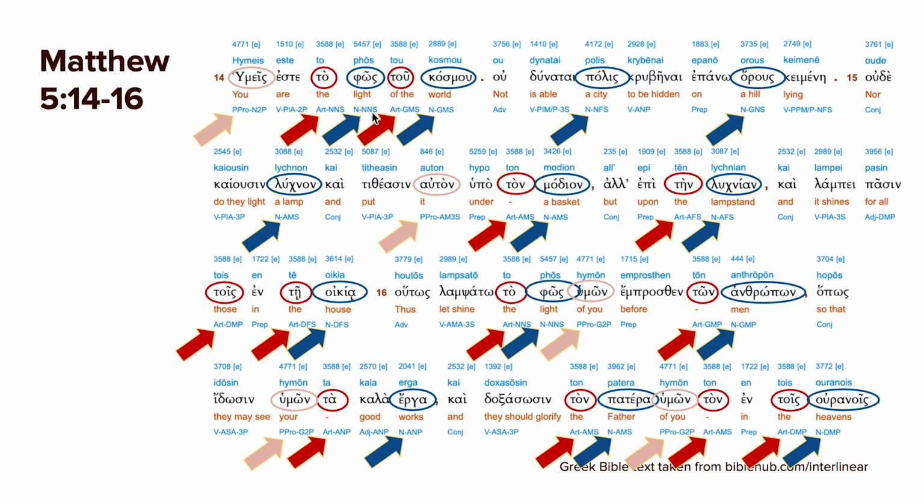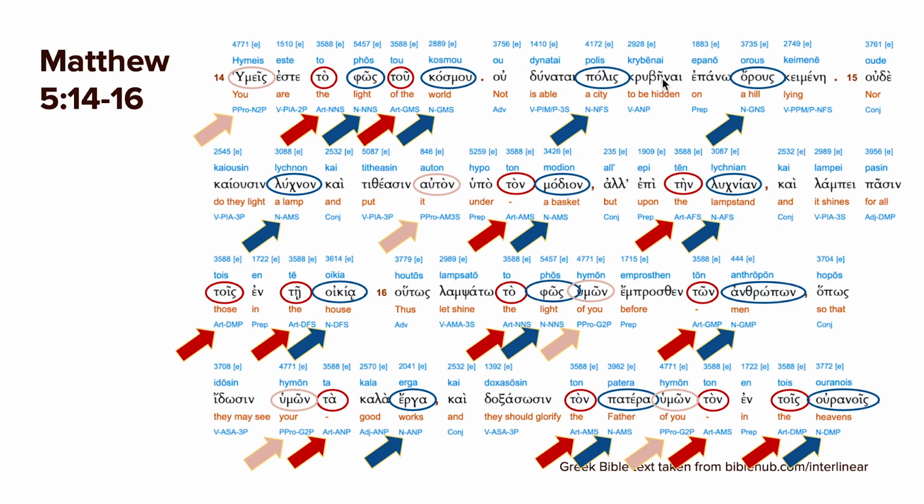So remember, light is neuter, and in this case it's nominative because it's a predicate nominative. It's equivalent because we're using the verb to be. The light of the world. Beautiful. And then, of course, the world is genitive because it's the light of the world, just like we're the salt of the earth.